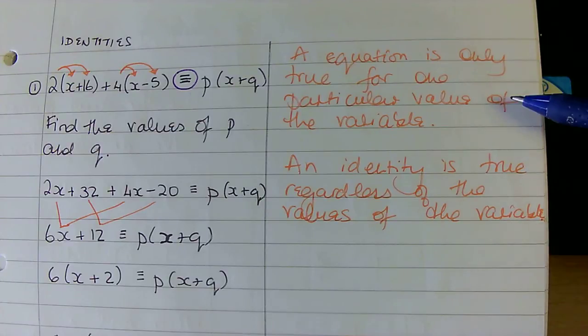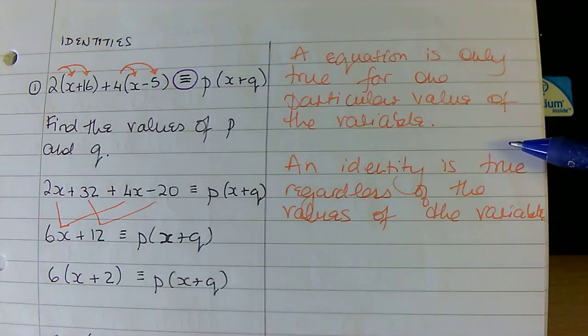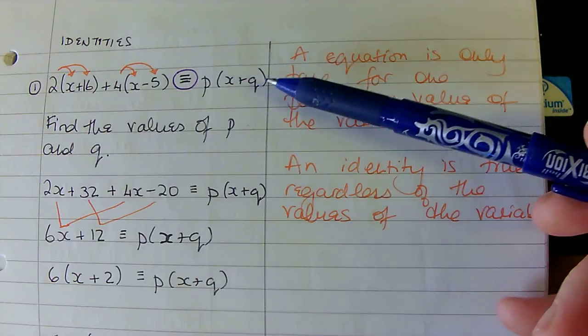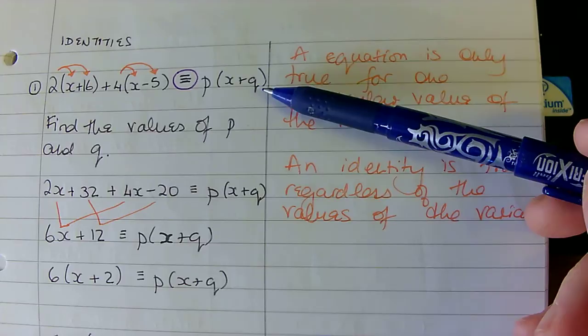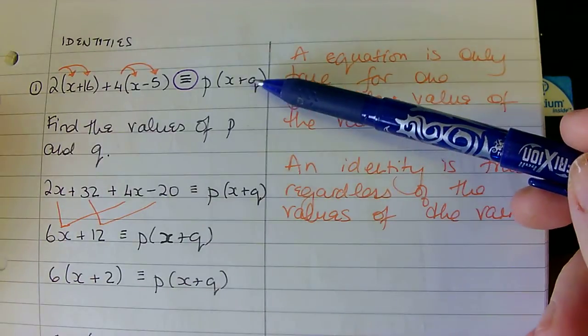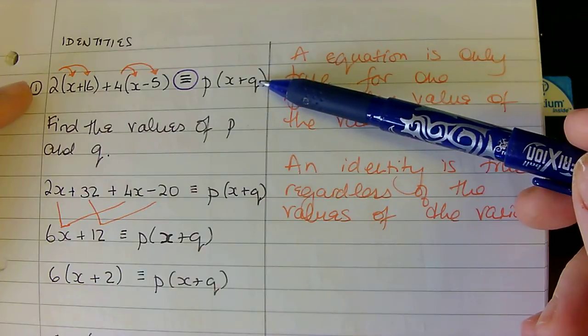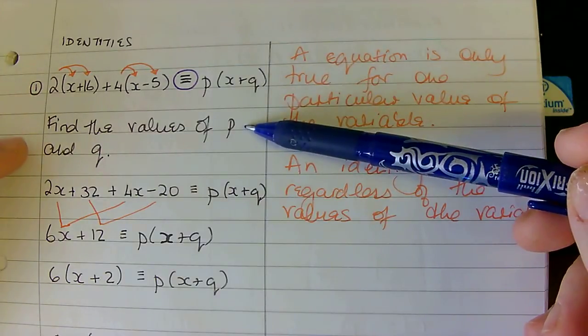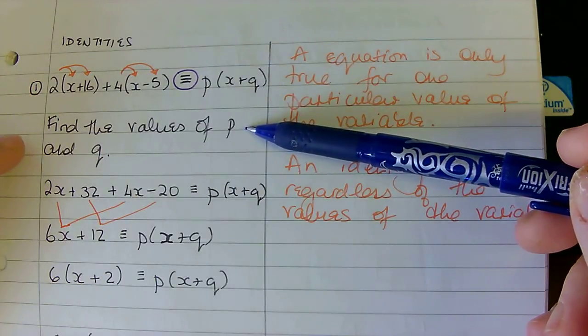Okay, now if you want further explanation of that, there are some very good resources on the internet that will explain further. But for now, we will press on with how to manipulate identities. In this first question, this is what we're given, and we're asked to identify the values of P and Q.